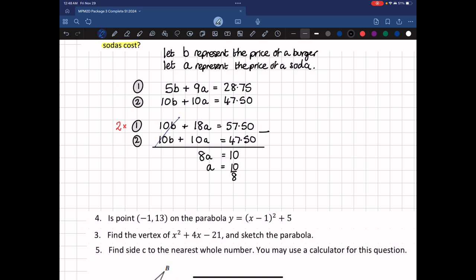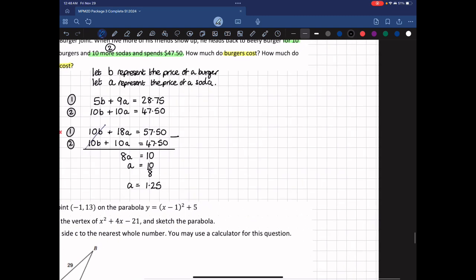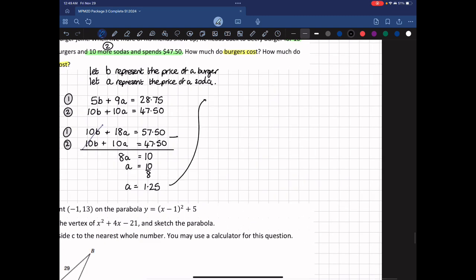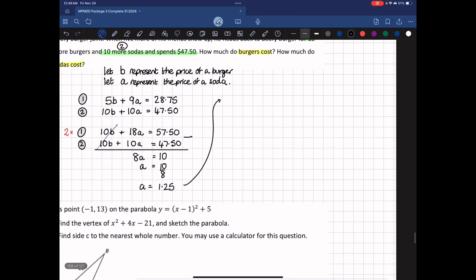And 10 divided by 8 in money terms is $1.25. So a equals 1.25, which makes sense. Price of a soda, that looks good to me. And now we're going to sub this back into either equation. I'm going to use equation 2, I think.